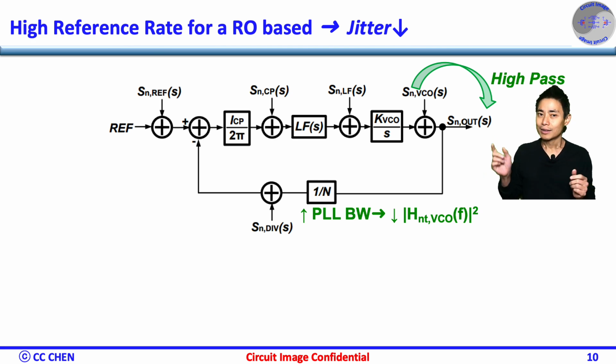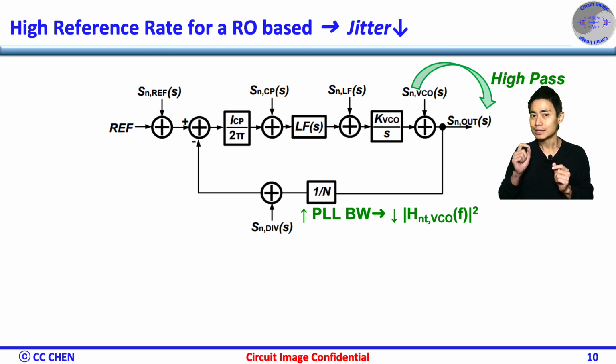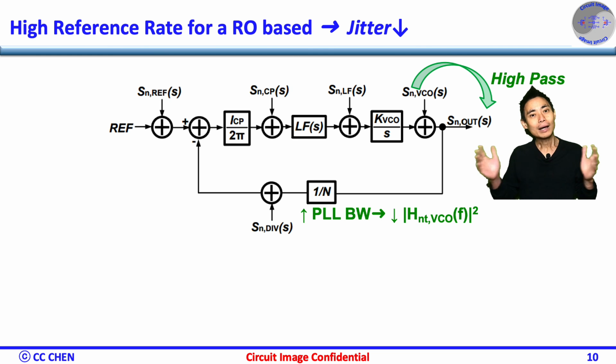Likewise, the Ethernet reference clock rate is 156.25 MHz with a low jitter. The SerDes can still apply the ring oscillator-based PLL to support the wide range of data rates and low jitter specification at the same time.